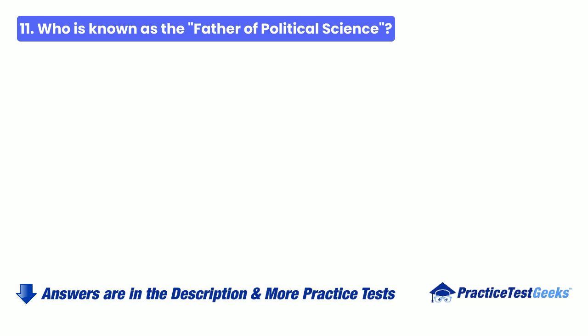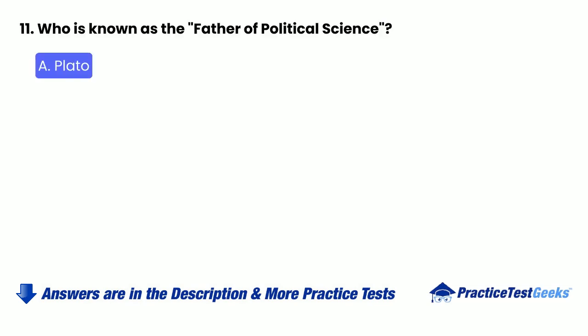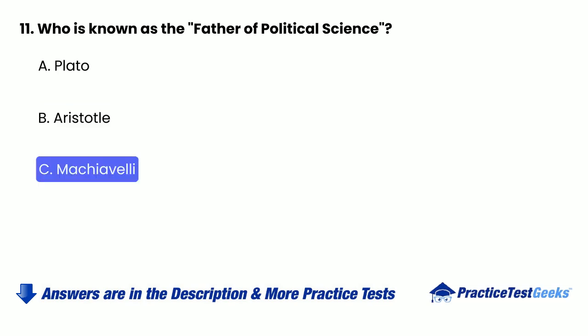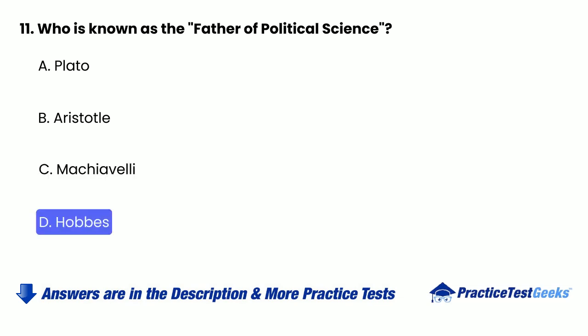11. Who is known as the father of political science? A. Plato. B. Aristotle. C. Machiavelli. D. Hobbes.